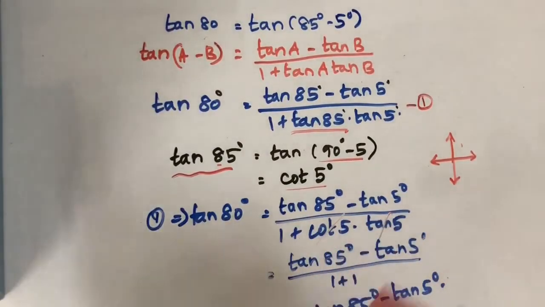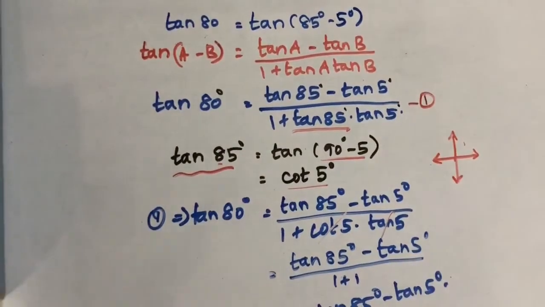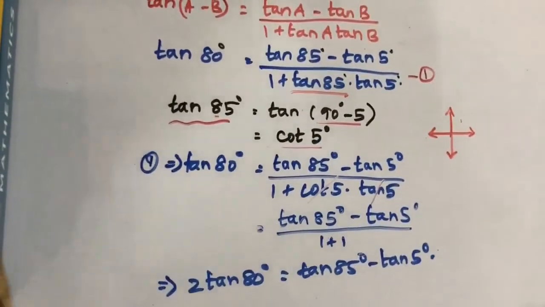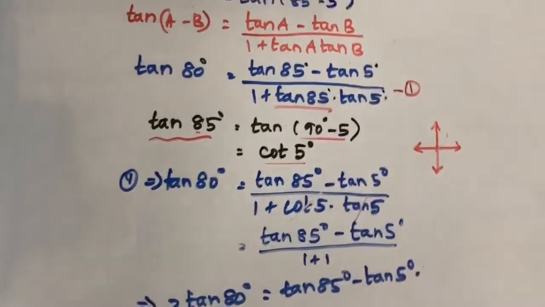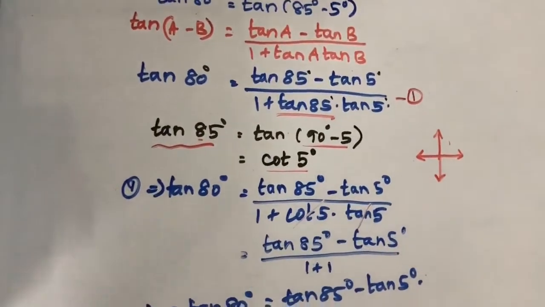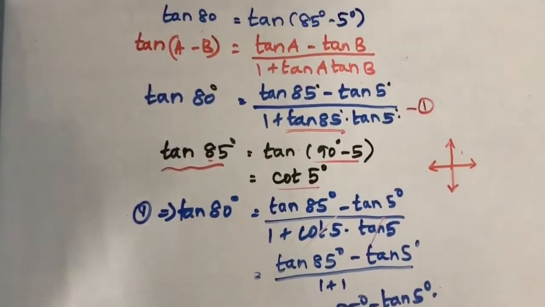When we multiply, tan 5 and cot 5 will get cancelled. It is 1 plus 1. So in the denominator you get 2. That implies 2 tan 80, we have cross multiplied. So 2 tan 80 is equal to tan 85 minus tan 5 degree. Now we have proved the given result.